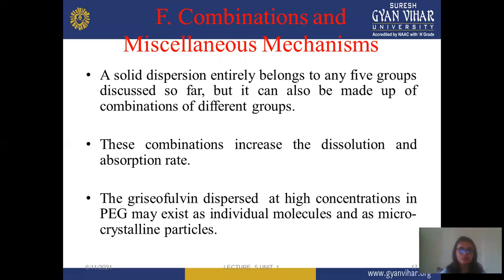Means in this method, you can take a combination of previous methods, or maybe an individual method, or a combination of 2 or 3 methods. In this method, you make a solid dispersion entity belonging to any of the 5 groups, and it can be made in combination with different groups. Not only a single group, maybe use different combination groups, and this combination increases the dissolution as well as absorption rate. Example: PEG is mainly used with the glycophyllin drug, and when you use this glycophyllin with PEG, it forms microcrystalline particles, and these microcrystalline particles show more dissolution rate.